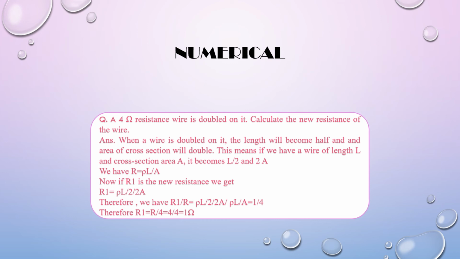Now you take the ratio of R1 by R. You get that as rho L by 2 divided by 2A, divided by rho L by A. You get that to be 1 by 4, which means your R1 will be R by 4, that is 1 ohm.